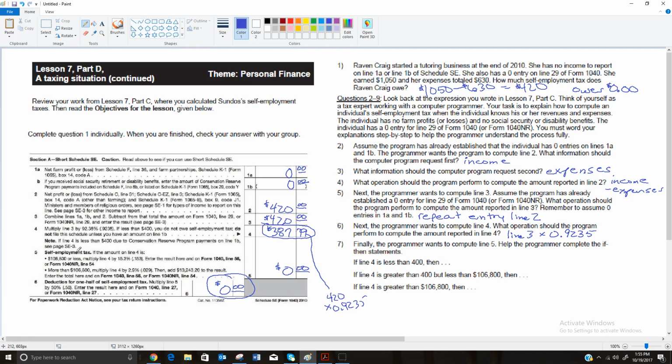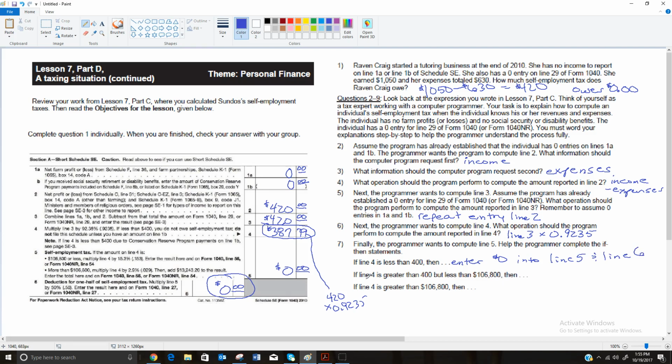Well, it says, if line 4 is less than $400, like Raven Craig's, then they don't have to pay anything. So if it's less than $400, then you should tell the computer, however you program that, to enter 0 into line 5 and line 6. And you can stop there.